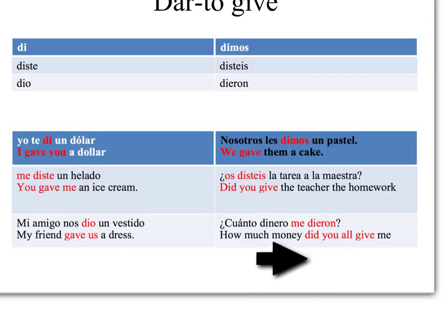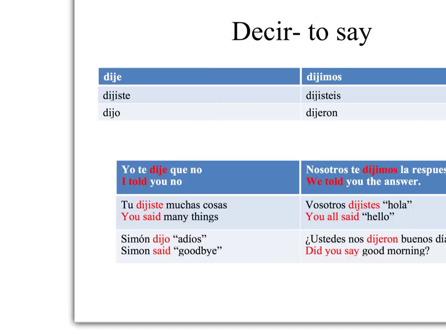And here we go. And notice that me stands for me, but dieron is in the ustedes form because they're the ones giving me the money. So this is an indirect object pronoun. Pause the movie so you can look carefully at the examples.